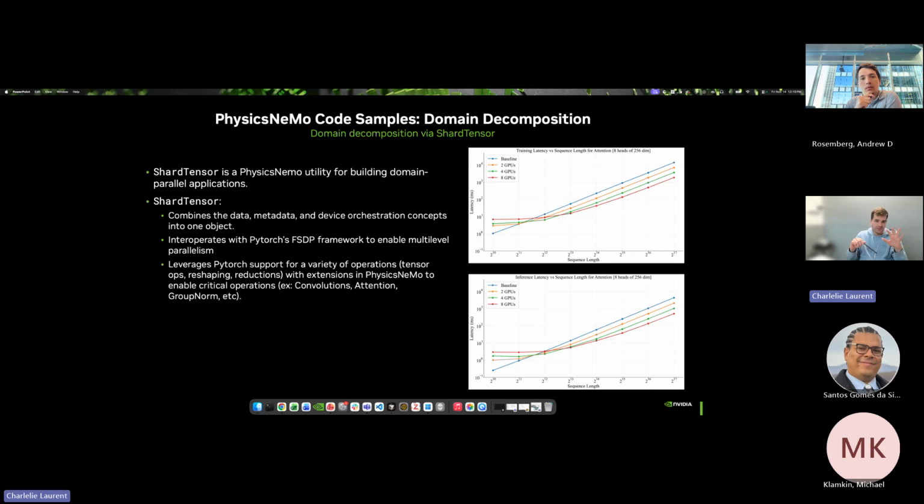So that's something that PhysicsNeMo supports with a ShardTensor interface, which is a kind of interface on top of the DTensor of PyTorch. And it can also integrate with the PyTorch FSDP framework, so fully sharded data parallel, to have multi-level parallelism. So you can shard the input domain, you can combine with distributed data parallel, so splitting the batch across different processors, and you can even combine with tensor parallelism and model parallelism. So you can combine all types of different parallelism and basically train on very, very large domains. So that's another feature of PhysicsNeMo.